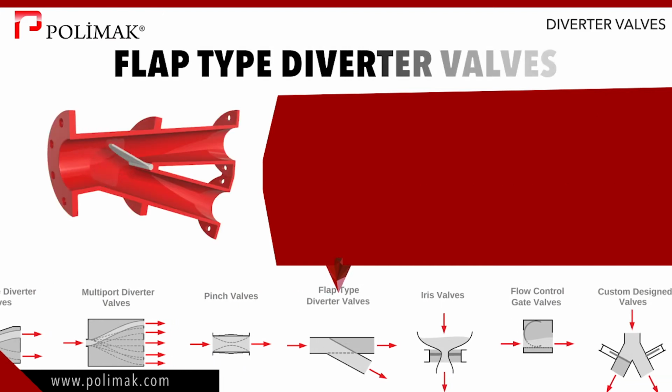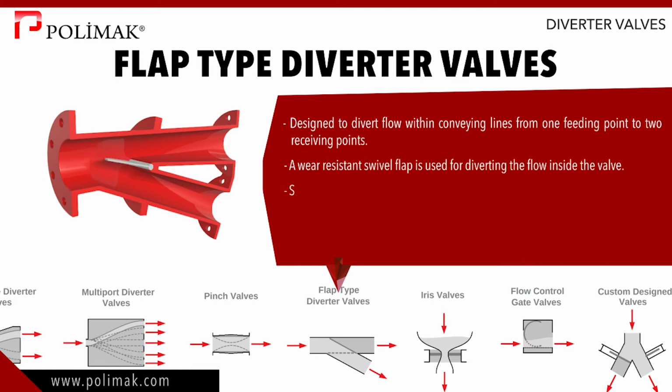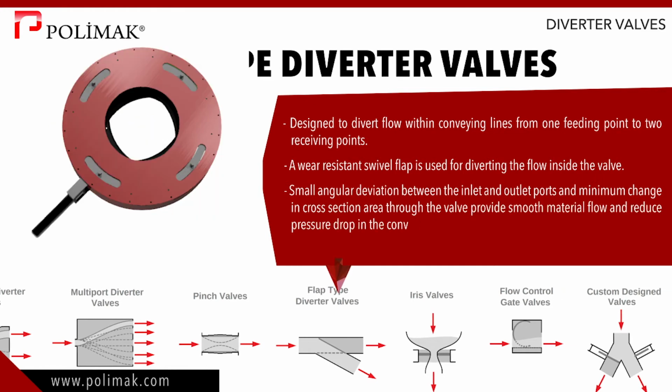Flap-type pneumatic conveying diverter valves are designed to divert flow of bulk solids within conveying lines from one feeding point to two receiving points. A wear-resistant swivel flap is used for diverting the flow inside the valve. The small angular deviation between the inlet and outlet ports and minimum change in cross-section area through the valve provide smooth material flow and reduce pressure drop in the conveying line.